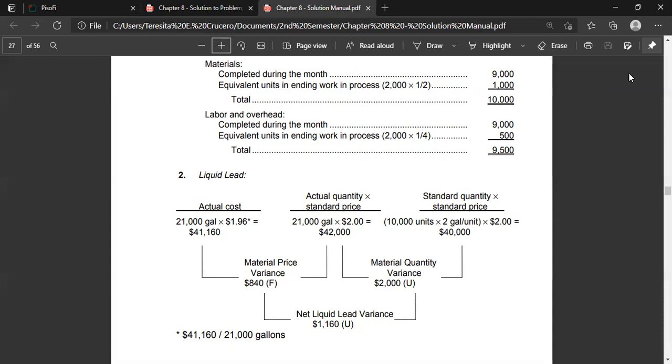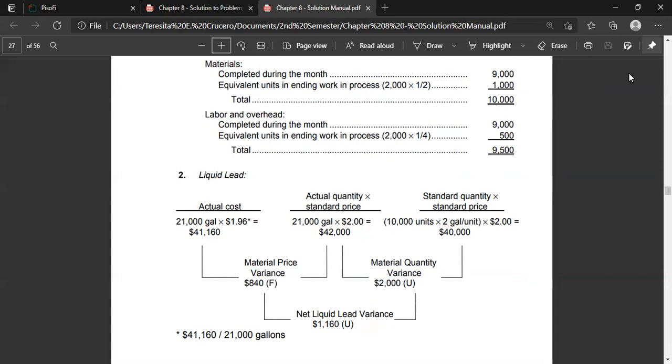Then for the standard quantity multiplied by the standard price, we have the standard quantity for 10,000 units. You multiply by 2 gallons per unit, the standard material needed for the product for liquid lead. So you now get the 10,000 units being your equivalent production of the liquid lead multiplied by 2 gallons per unit, you get a total of 40,000.